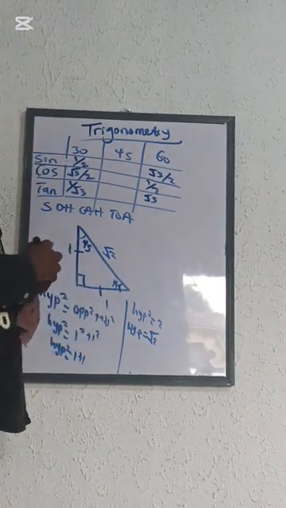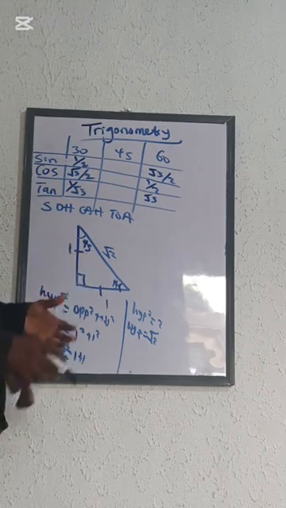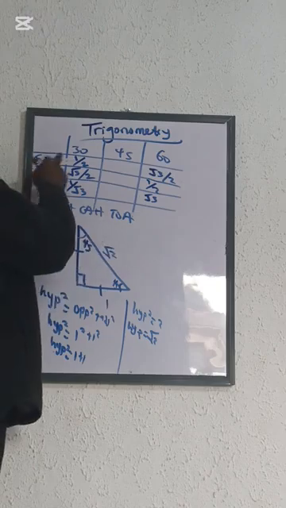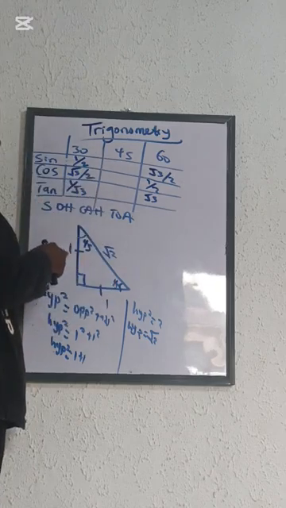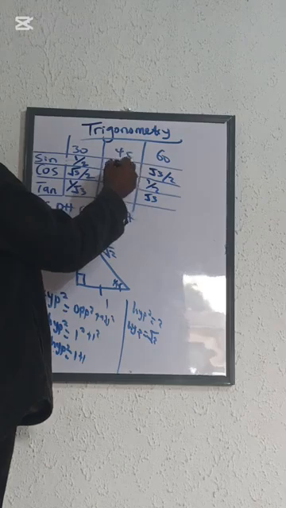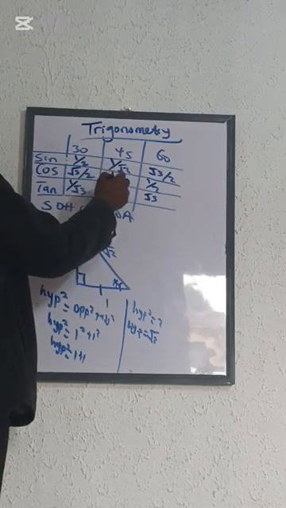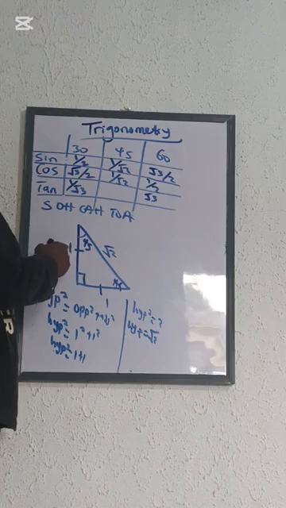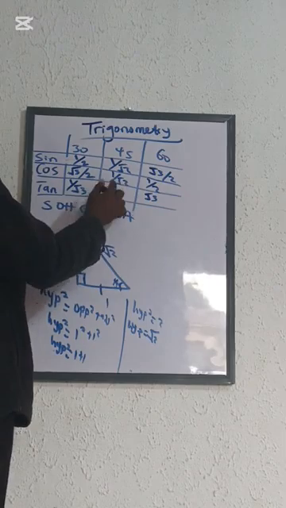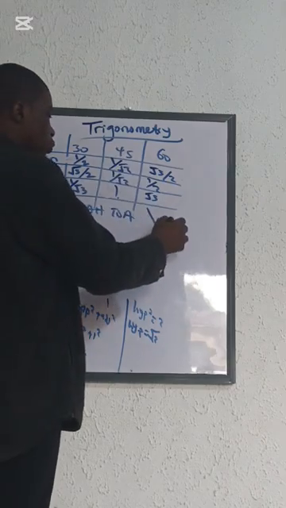So here, anyhow we do it, it will still work. If we take this as opposite, or take this as opposite, it's still the same thing. Sine 45: opposite over hypotenuse, 1 over root 2. Cos 45: adjacent over hypotenuse, 1 over root 2. Then tan 45: opposite over adjacent, 1 over 1, that's 1. You get it?